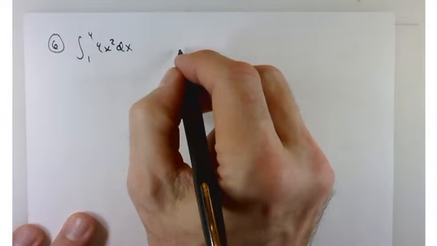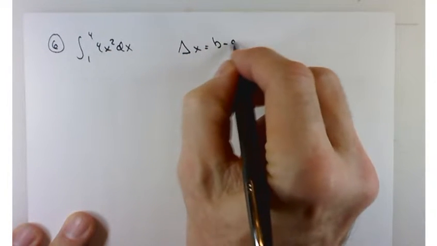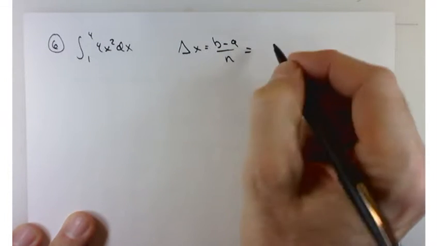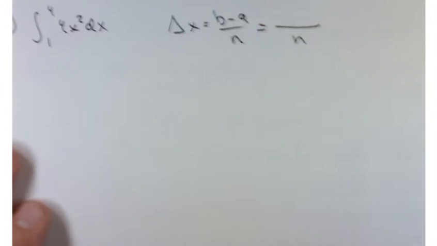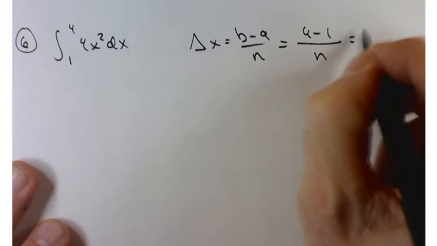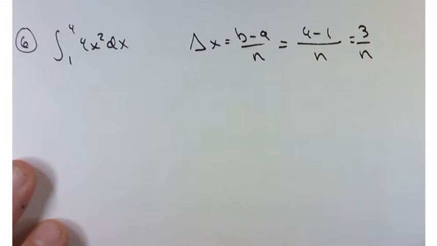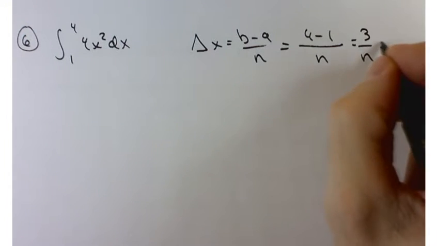It starts out with finding the width of our subintervals. Delta x is b minus a over n. What are b and a in this particular problem? Thank you. 4 minus 1 gives me 3 over n. That's going to be the width of each of the little rectangles that I use. So that's our width.